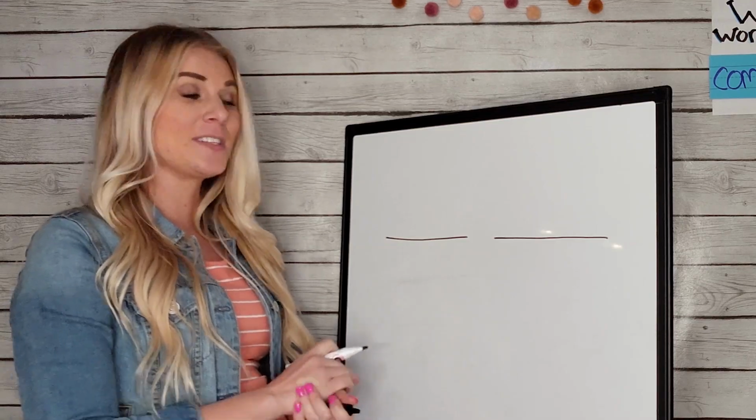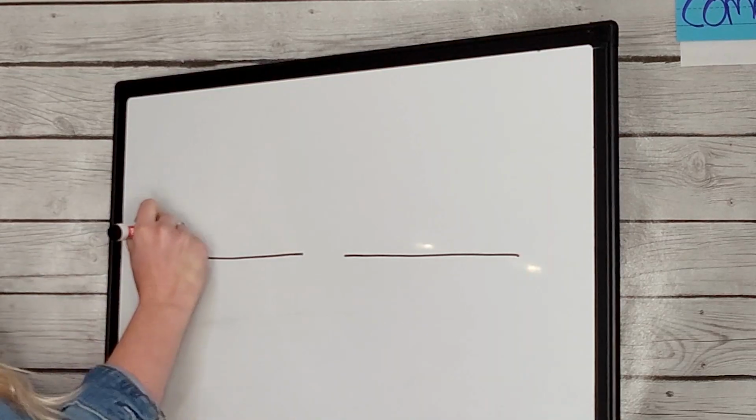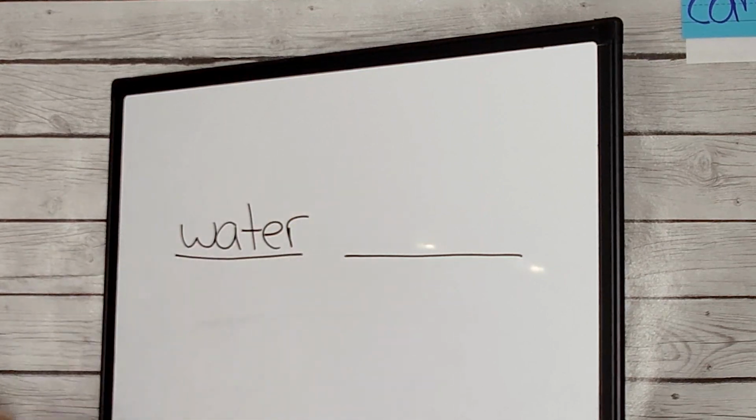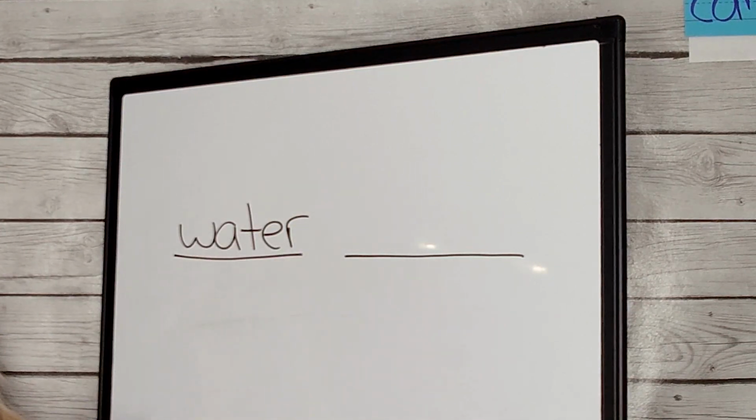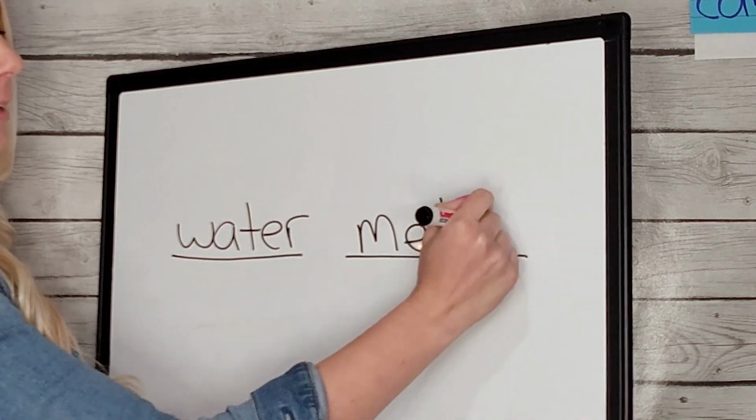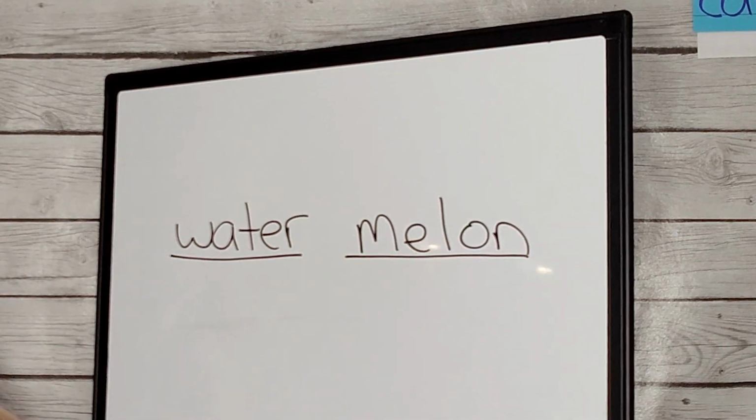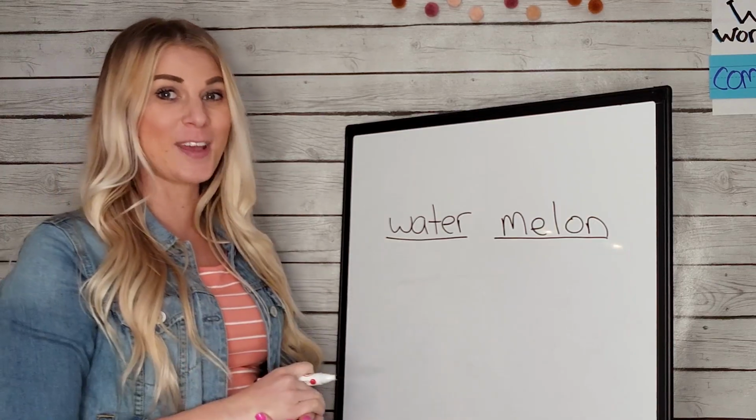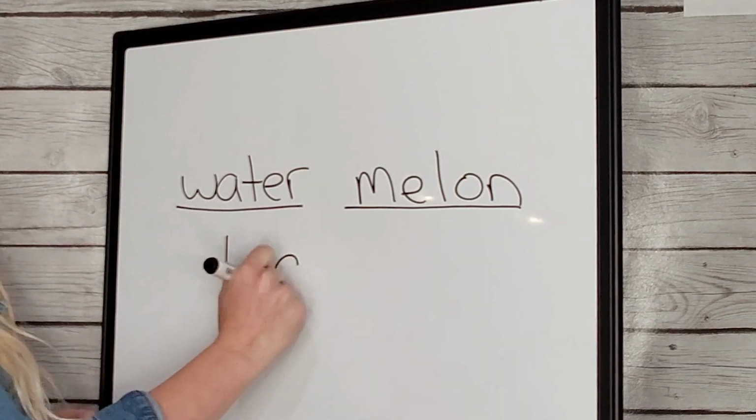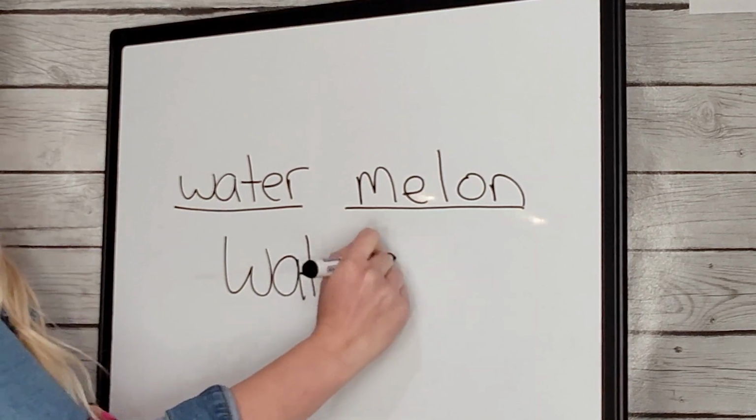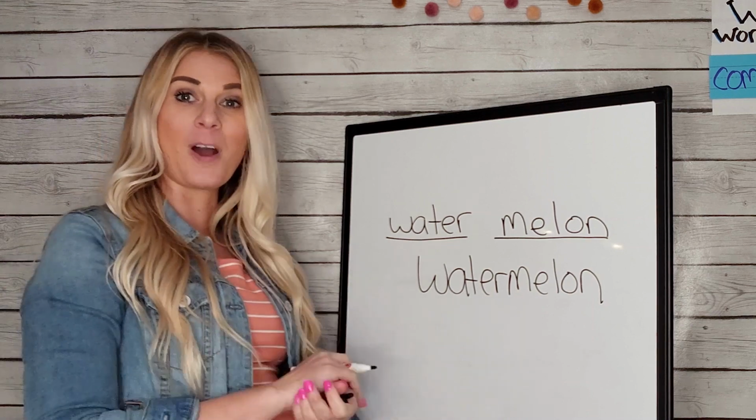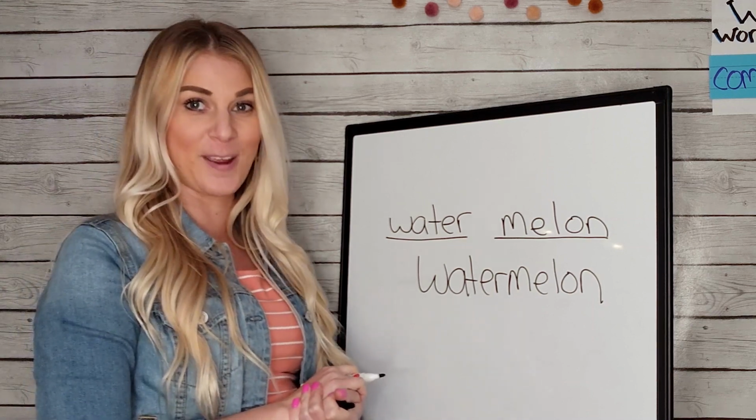Now we need to listen for the sounds that we hear in water. Water. Now let's listen for the sounds we hear in melon. Melon. Great job, readers. You know what to do now. We have to put each of these words together to build our compound word. Watermelon. Watermelon. A piece of watermelon sounds pretty juicy and refreshing right now.